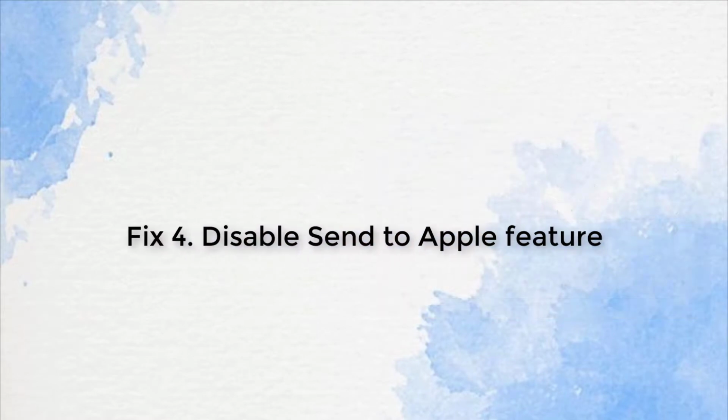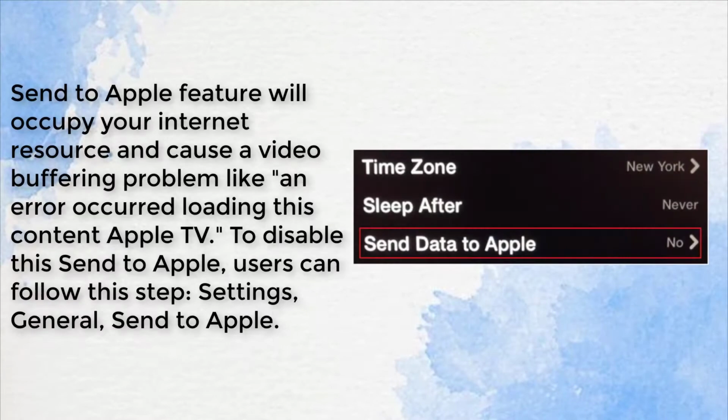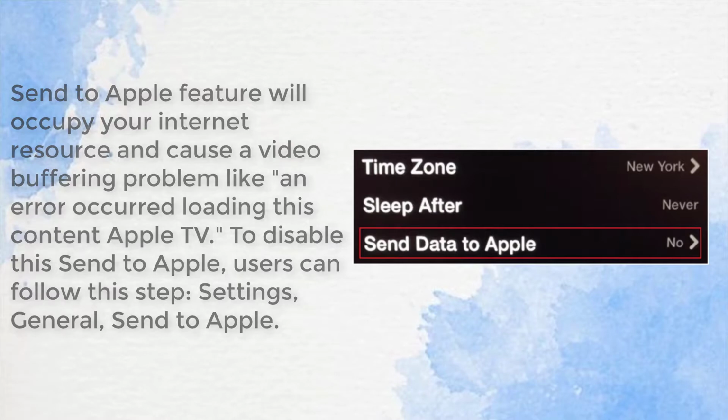Fix 4. Disable the Send to Apple feature. The Send to Apple feature will occupy your internet resources and cause a video buffering problem like an error occurred loading this content Apple TV. To disable Send to Apple, users can follow this step: Settings, General, Send to Apple.